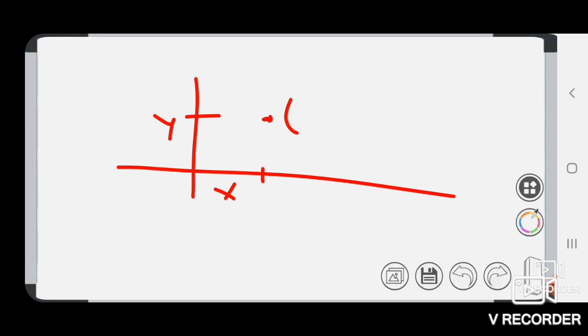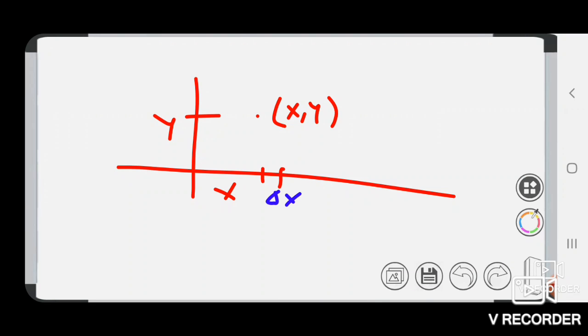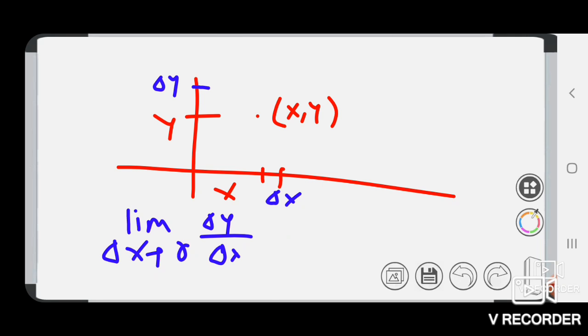This point is x comma y. Now what we're going to do is have a very small growth which is del x, and here also a very small growth which is del y. So what is called a derivative exactly? When del x tends to 0, limit is the sign we use for that, then the ratio of this to this is called dy by dx. That's what a derivative is.